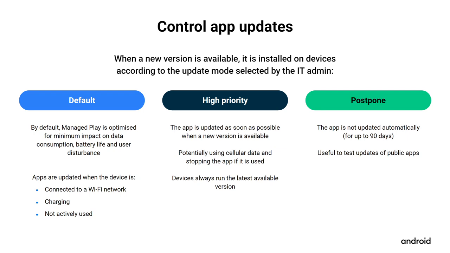The postpone mode only has effect for a maximum of 90 days, after which the app is updated automatically with the default behavior. These update modes, you can set them per app and per device, and you can also change them at any time. So this gives you full flexibility for controlling updates. So that covered testing and updating apps.